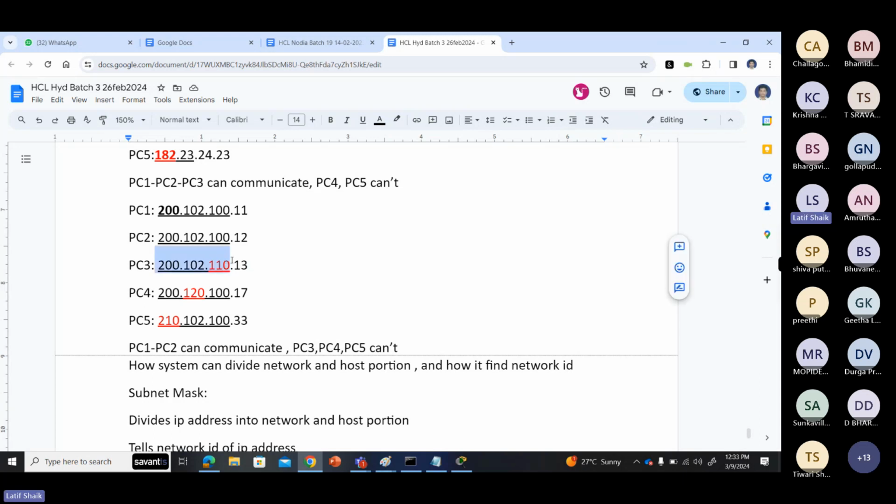In the host portion, you can see first portion, second and third. Third portion is different. And here the second portion is different. Here it is the first portion itself. So PC1 and PC2 can communicate with each other, and other systems cannot communicate, being different networks. This is a different network, this is different, this is different.